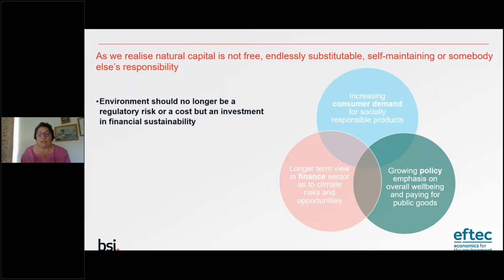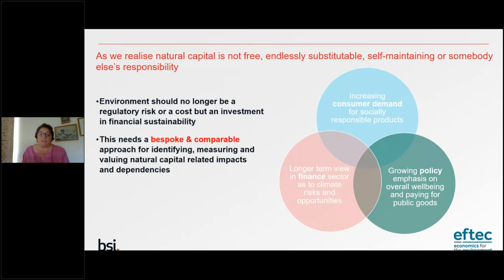So not seeing nature or environment as a regulatory risk or cost anymore, but something that we can invest in so that we can all enjoy the benefits of it or continue to enjoy the benefits of it. So it's about sustainability of all aspects of our life.